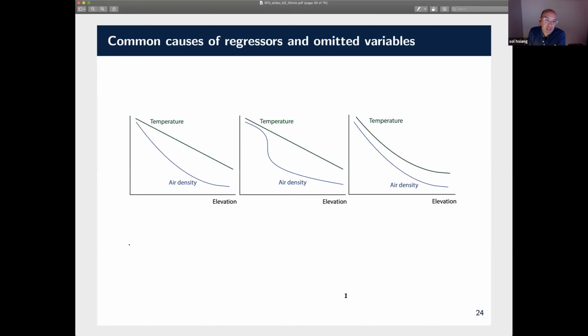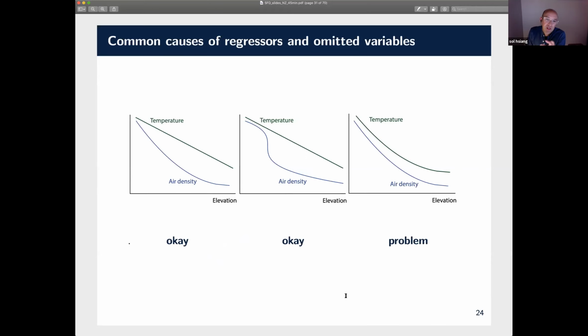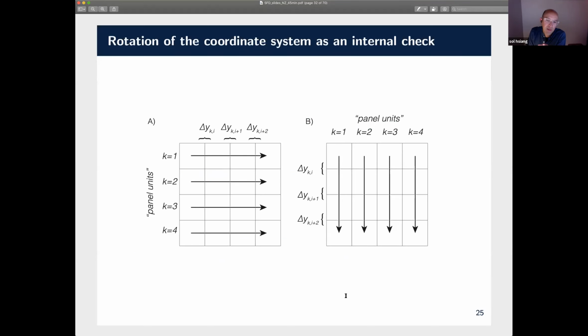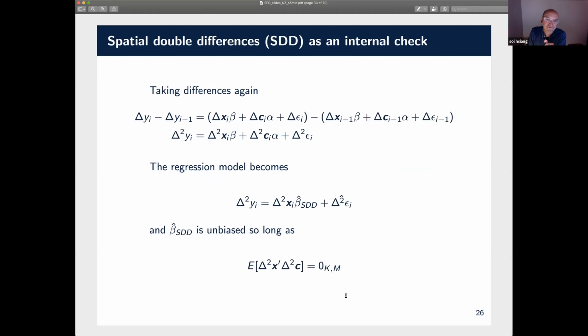So just for example, if these were the relationships we were postulating, we were interested in temperature, we were fearful that some function, unobserved variable like air density was mattering, you could have these different setups. In the first two, you would be fine. You would estimate something that's unbiased. In the third one, you would have a problem. Okay, so we don't think it's foolproof. You have to think carefully about what you're implementing, but it's quite robust to a variety of scenarios. And like I mentioned before, you can do a rotation of the coordinate system as an internal check.